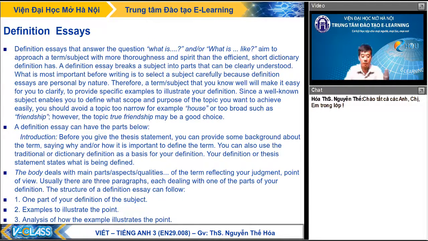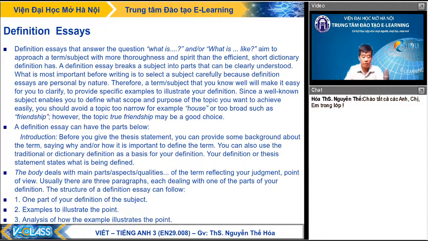What is most important before writing is to select the subject carefully, because a definition essay is personal by nature. Therefore, a term or a subject that you know well will make it easy for you to clarify and to provide specific examples to illustrate your definition. So, in the structure of an essay, we also have three parts: introduction, body, and conclusion.